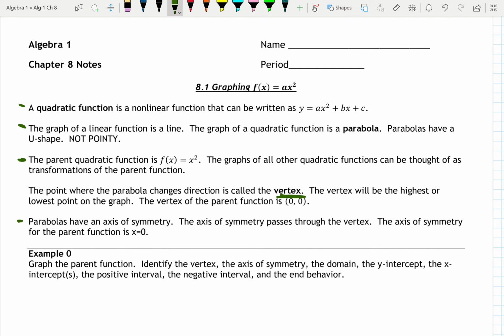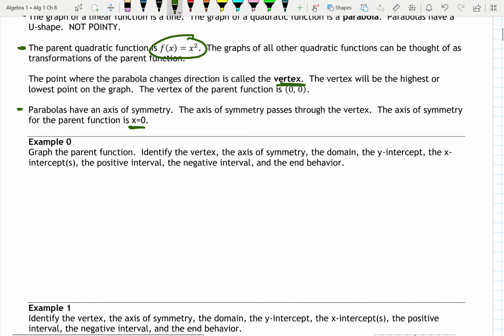Parabolas have an axis of symmetry. The axis of symmetry passes through the vertex. The axis of symmetry for the parent is x equals 0, and x equals 0 is a vertical line. So what they're saying is that whenever you graph the parent, f of x equals x squared, which we're going to do in example 0 down here, if you also graph the line x equals 0, that's a vertical line, then you could fold your paper on that line, and the left and the right side of your graph would meet up perfectly. So in example 0, let's go ahead and do that.